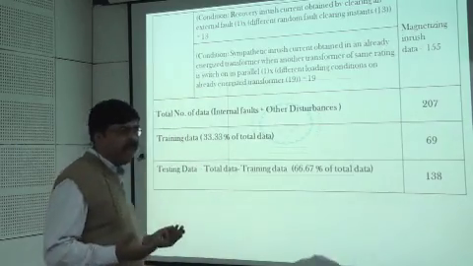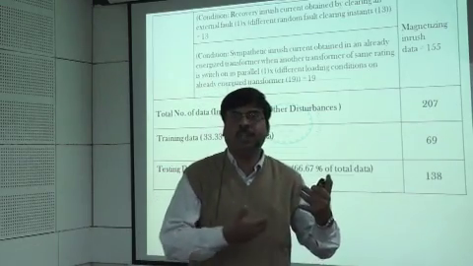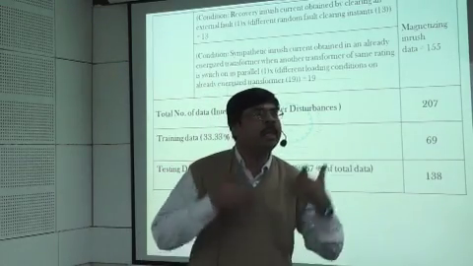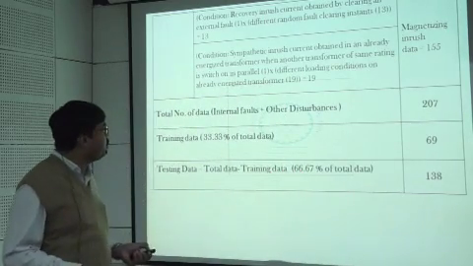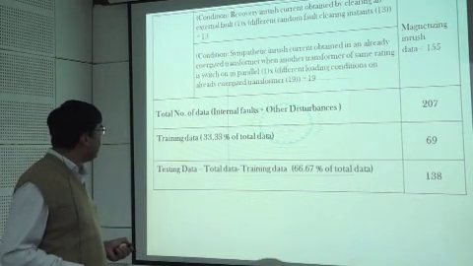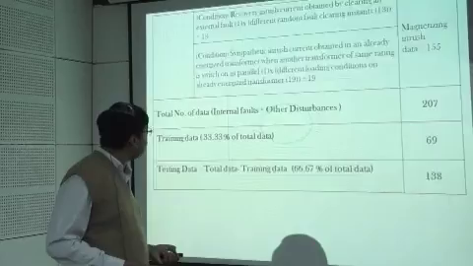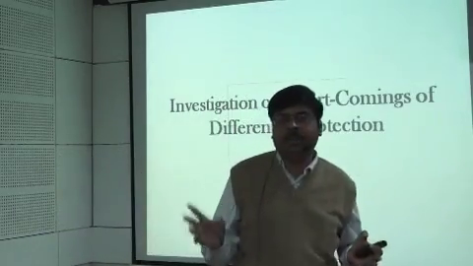The data of sympathetic inrush means 2 transformers operating in parallel. When one transformer is switched in, there is an inrush in the already energized transformer, called sympathetic inrush. Total data is 207, out of which 30 decimal data is taken for training and 61 is taken for testing. Thus I have data for various transformers.